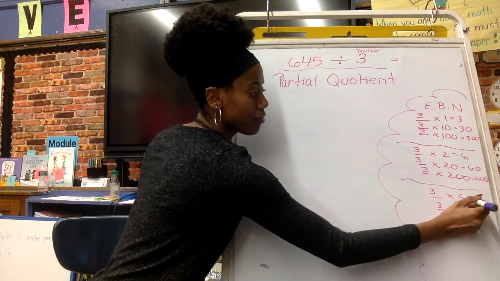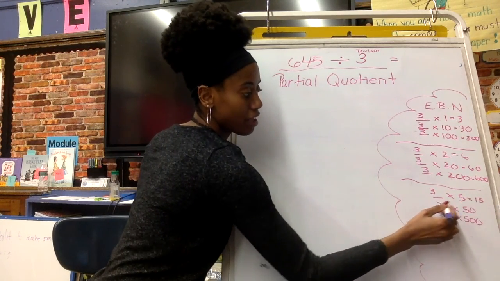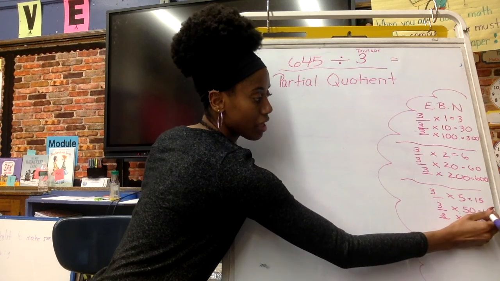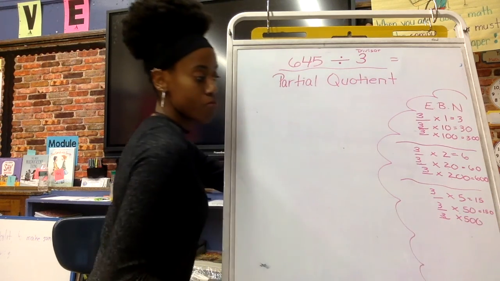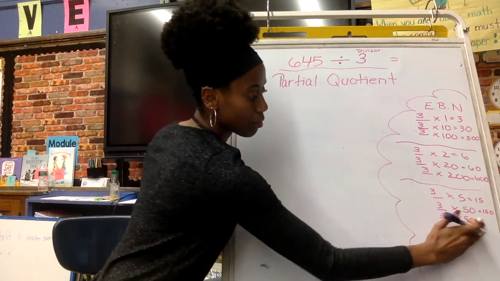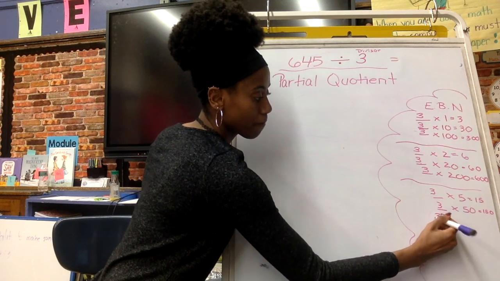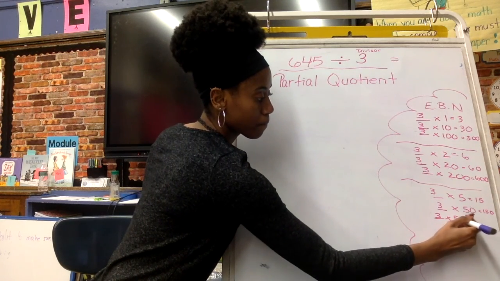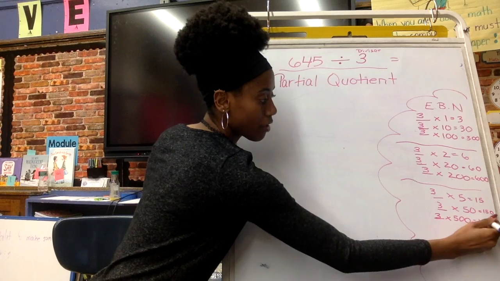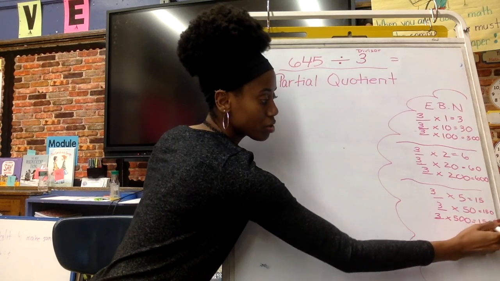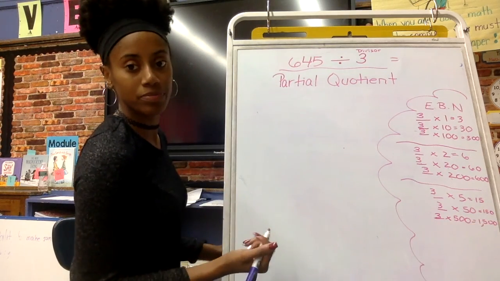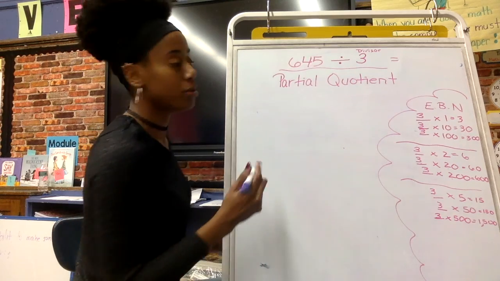3 times 5, 15. We see our basic facts. 3 times 5 is 15. We're going to attach our 1 zero at the end. We have 15 and we have 2 zeros, which makes that 1,500. I hope you all can see this.